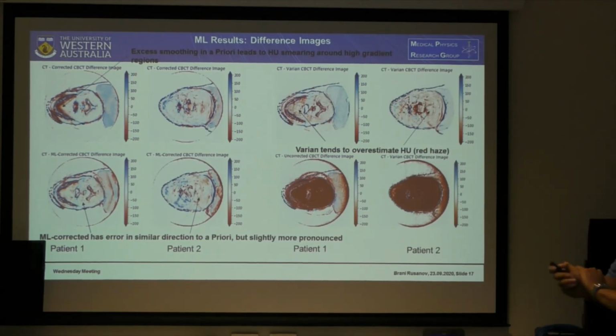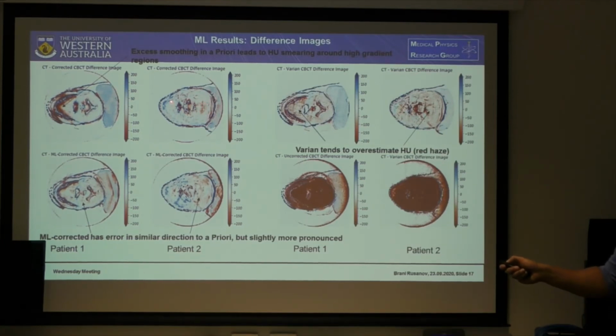Anyway, moving on to the difference images that I generated. So I took the CT and subtracted the various reconstruction methods. These two are the a priori method. We have the ML corrected method. We have the variant reconstruction here and the uncorrected reconstruction here. So immediately what you see is, as I was talking about, the red represents an overestimation of HU. So we see the HU from bone and the jaw spilling into the soft tissue region, and this is again due to the excess smoothing applied. But in general, the soft tissue for the a priori method is quite good.